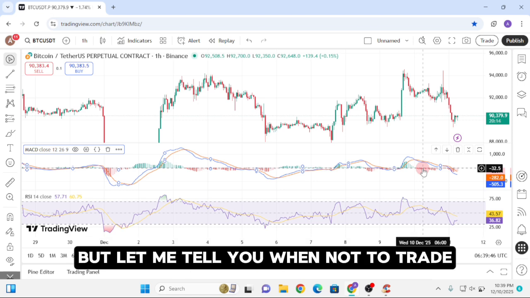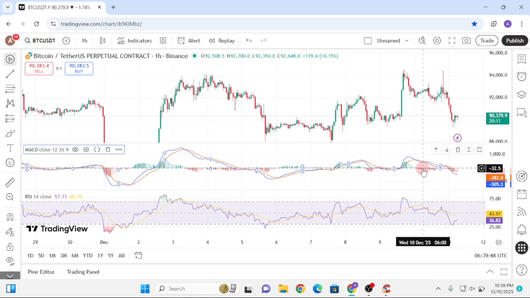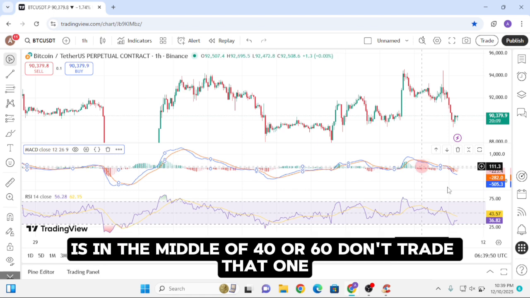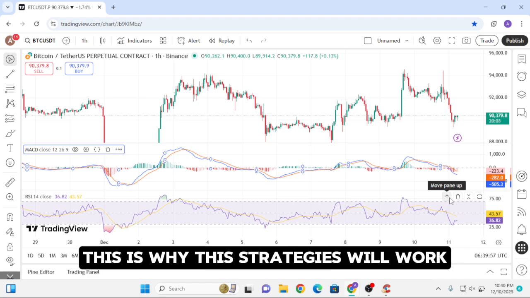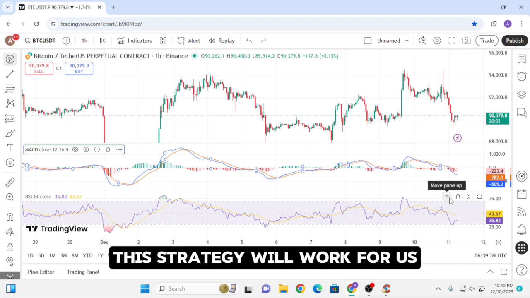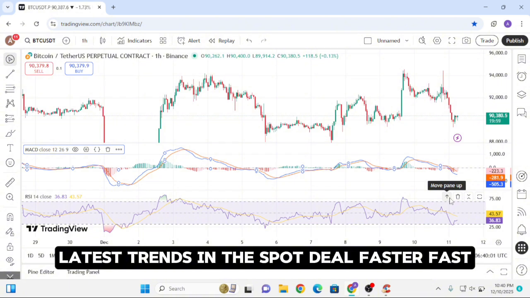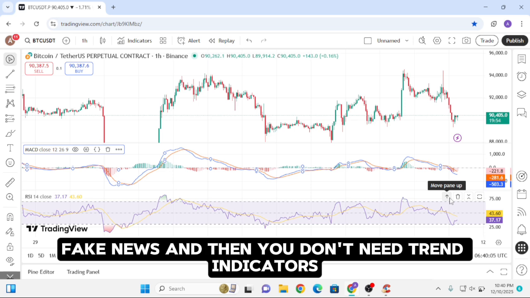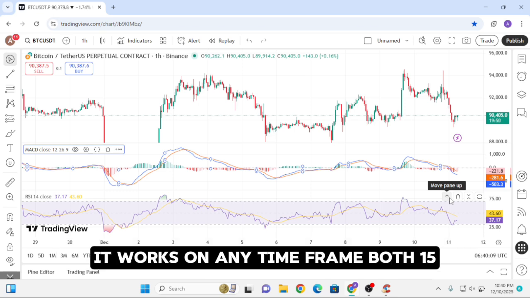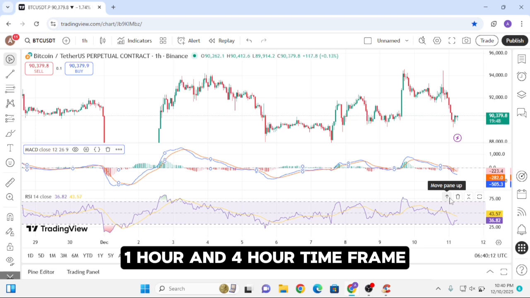But let me tell you when not to trade. When the relative strength index is in the middle, between 40 and 60, don't trade. And also when the market is ranging sideways. So this is why this strategy works. First, the relative strength index spots the deal fast. MACD confirms the momentum. You avoid fake signals, and you don't need trend indicators. It works on any time frame, whether 15 minutes, 1 hour or 4 hour.